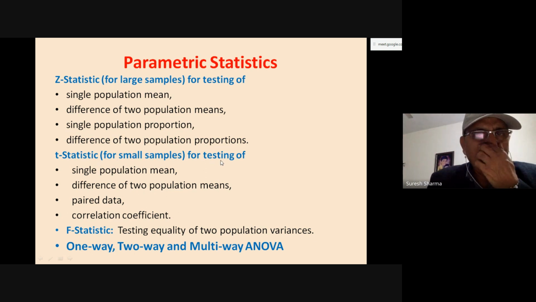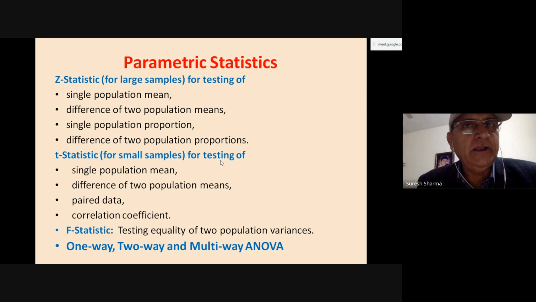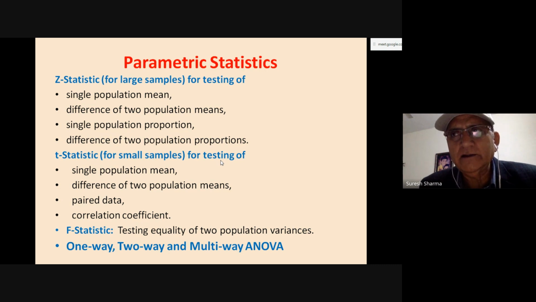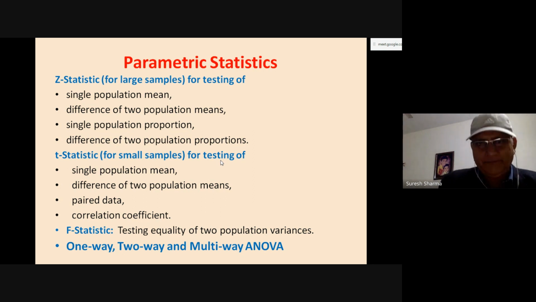Right. Now, the question is, many of the softwares, including R, SPSS, and Jamovi, have just T statistics. They do not have Z statistics. Of course, Minitab has Z statistics, but R, which we'll use today, and SPSS use only T statistics. What is the reason? Let me tell you the reason. The reason is very simple. Because whenever your sample size is small, you are going to use the t-test.